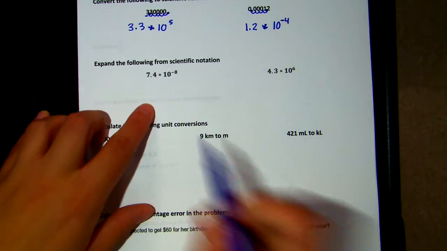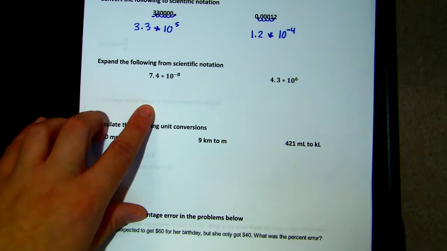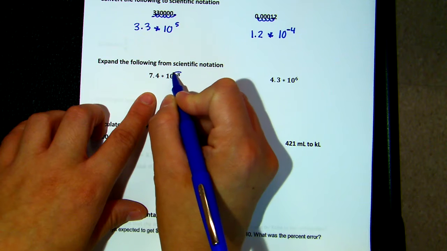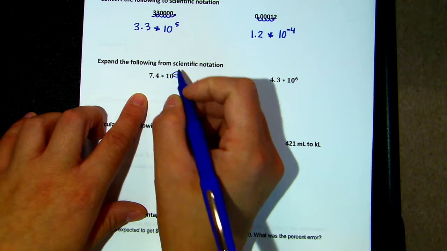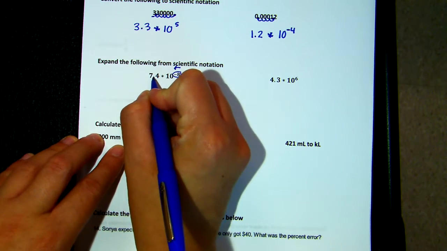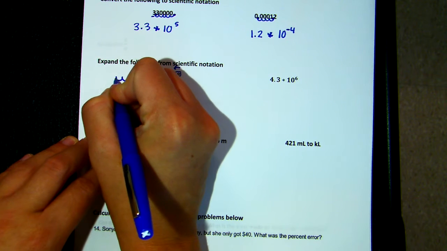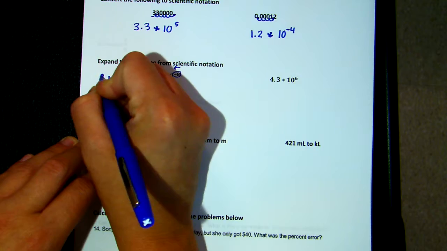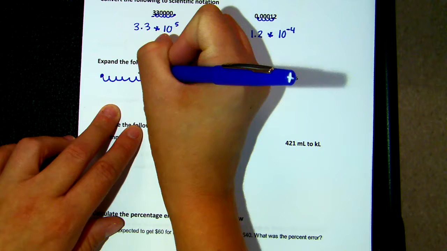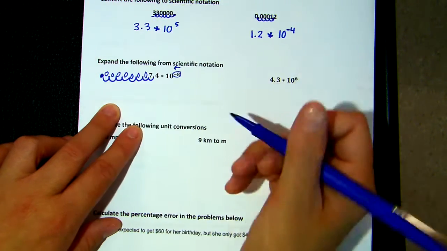On these next two, I'm starting in scientific notation and going to expanded form. So here I see I have 10 to the negative 8. I know this negative means that this is going to be a really, really small number. So I'm going to move my decimal to the left 8 places: 1, 2, 3, 4, 5, 6, 7, 8, and I draw my decimal point. And every one of these blank spots, I'm going to put a 0. So I should have 1, 2, 3, 4, 5, 6, 7 zeros.